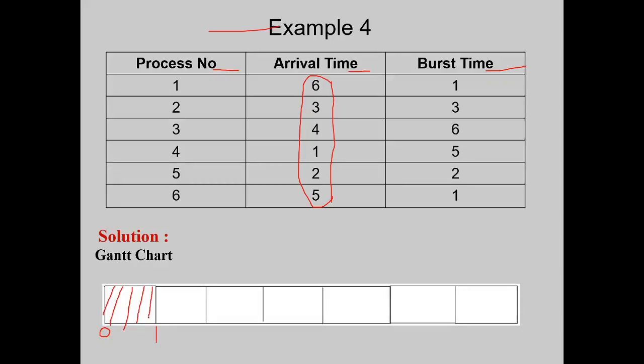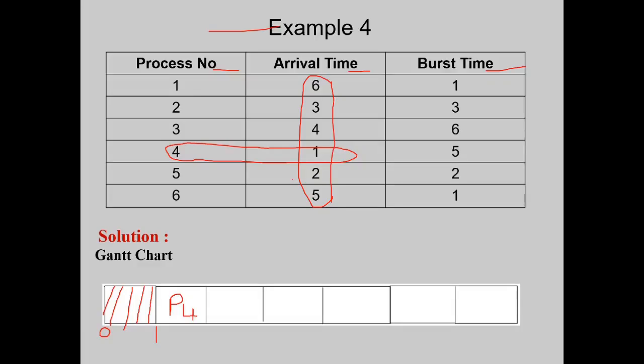Now check out at unit 1 which process has come. At unit 1 process P4 has come. So this is the first process which has arrived in the ready queue. So there are no other processes still arrived in the ready queue. So at unit 1 first process has arrived in the ready queue. So allocate the process P4 to the CPU.